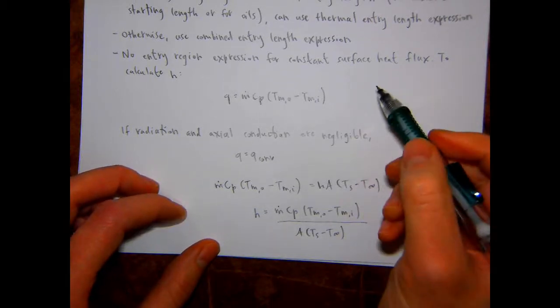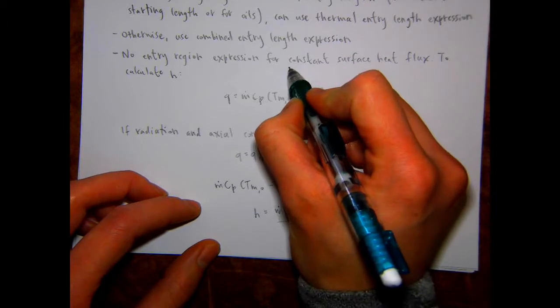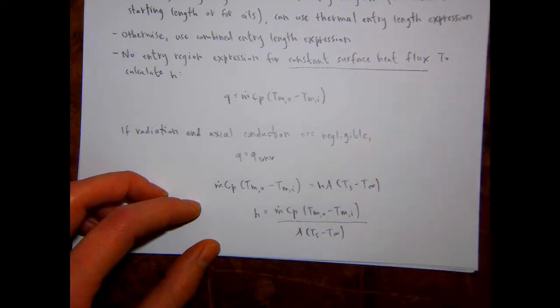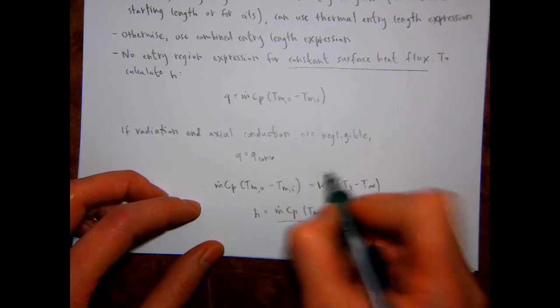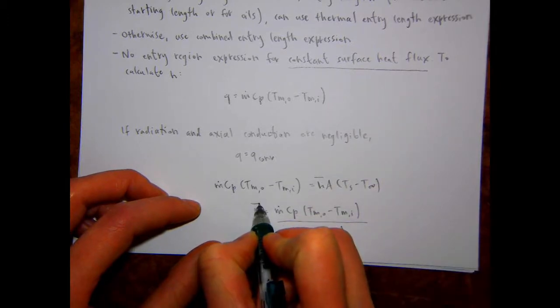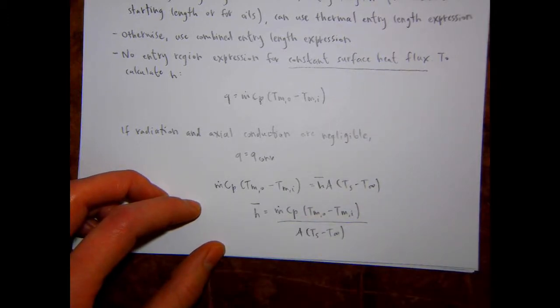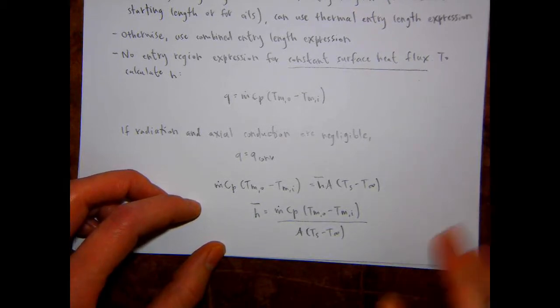And so this is for how to solve for h for a constant surface heat flux, because we don't have expressions for the Nusselt number. And this is typically going to be average h. We do have expressions for local h in the fully developed region for both boundary conditions. So this is just calculating average h that includes the entry region.